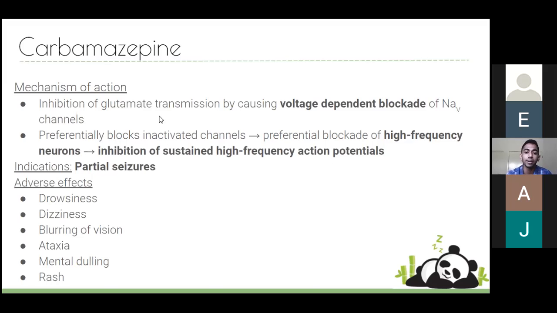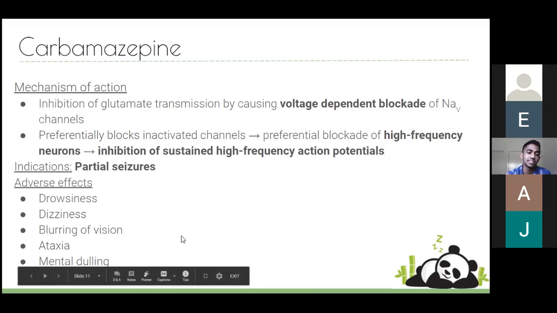It's going to inhibit our glutamate transmission by blocking our voltage-dependent sodium channels. So we're going to be blocking our channels. We're going to be blocking depolarization. And this is going to preference our high frequency neurons, so the ones that are firing more frequently, which are the ones that are implicated in seizures and epilepsy. And that's pretty much all you need to know about the mechanism of action.